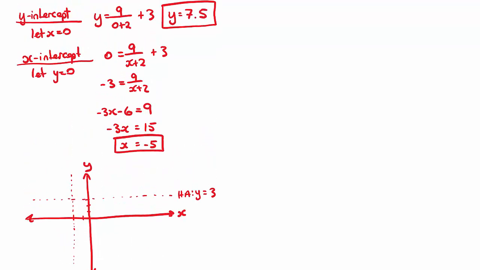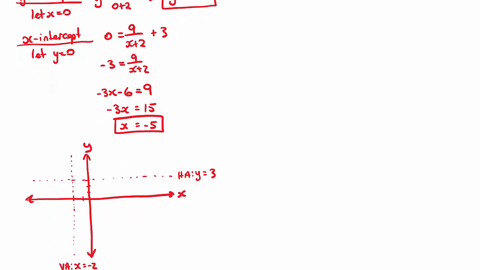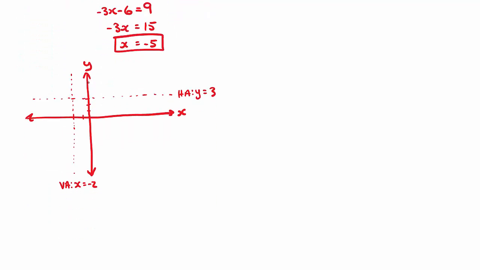Now let's put in our intercepts. Our y-intercept is at 7.5. So it's going to be up here somewhere at 7.5. This will just be a rough sketch. Actually, this might go a little bit higher. And so this will be 7.5. And we also know that the x-intercept is negative 5. So it's going to be somewhere about here, negative 5.